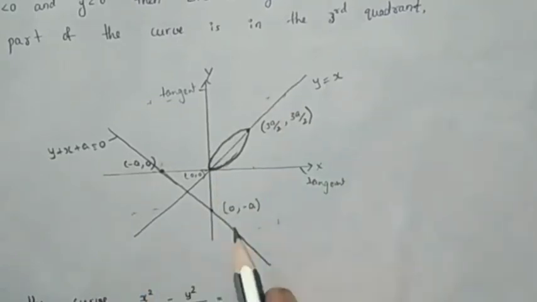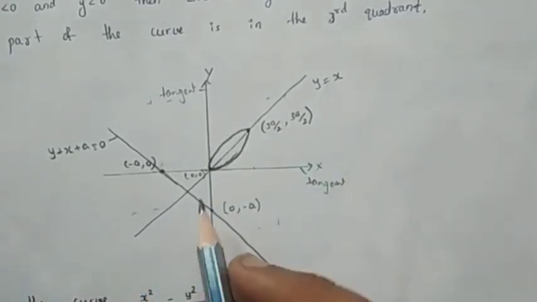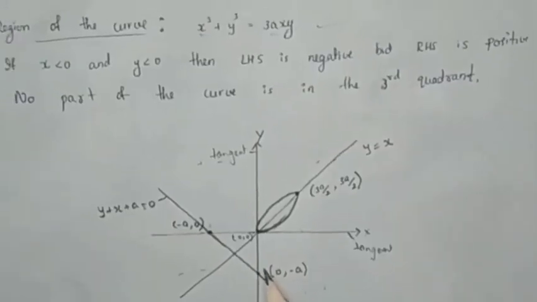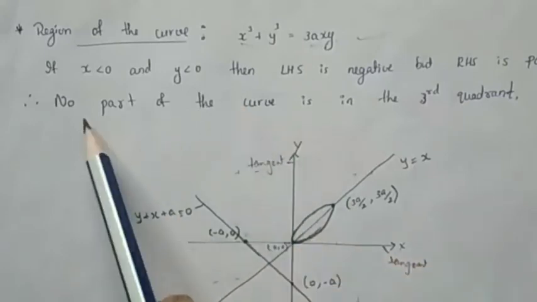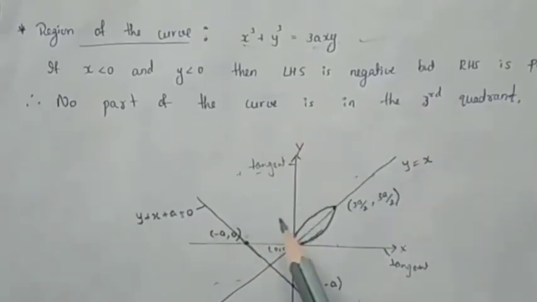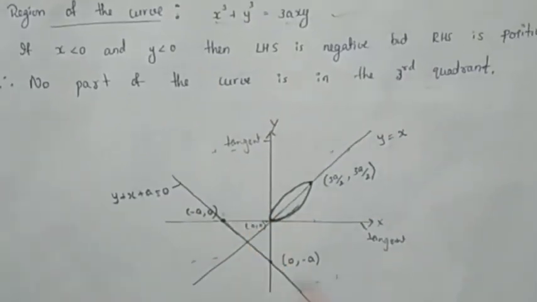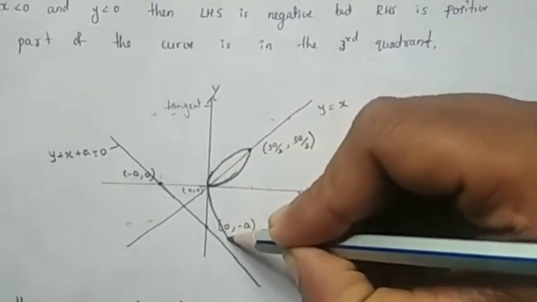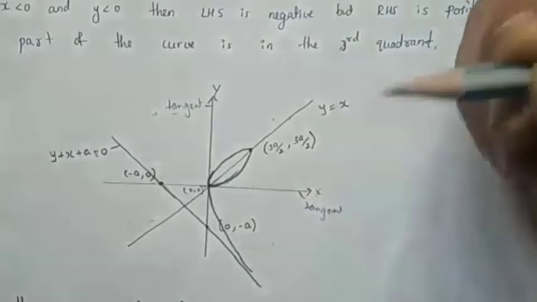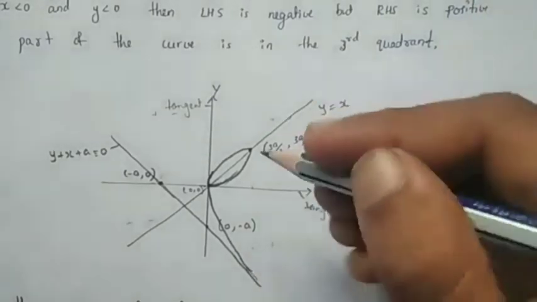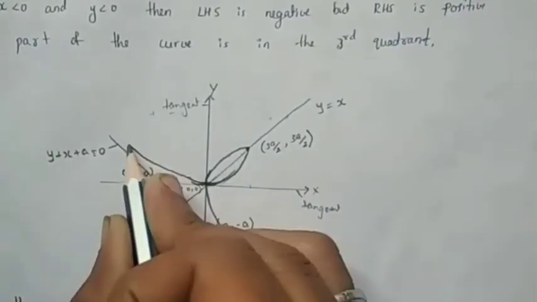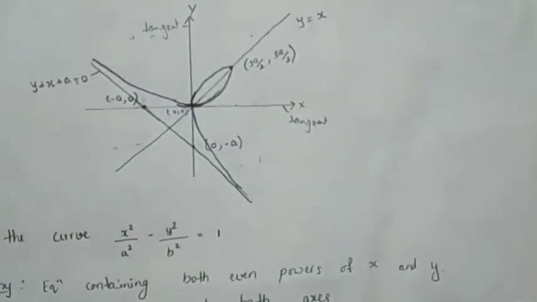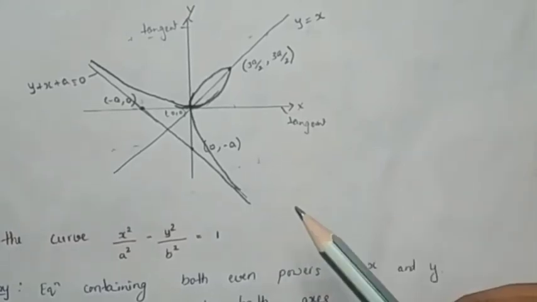Then next, this is a straight line and there is no part of the curve in the third quadrant. In the region of the curve, we see no part of the curve is in the third quadrant. The curve does not lie in the third quadrant, and this curve touches this line at infinity. This is the curve tracing.